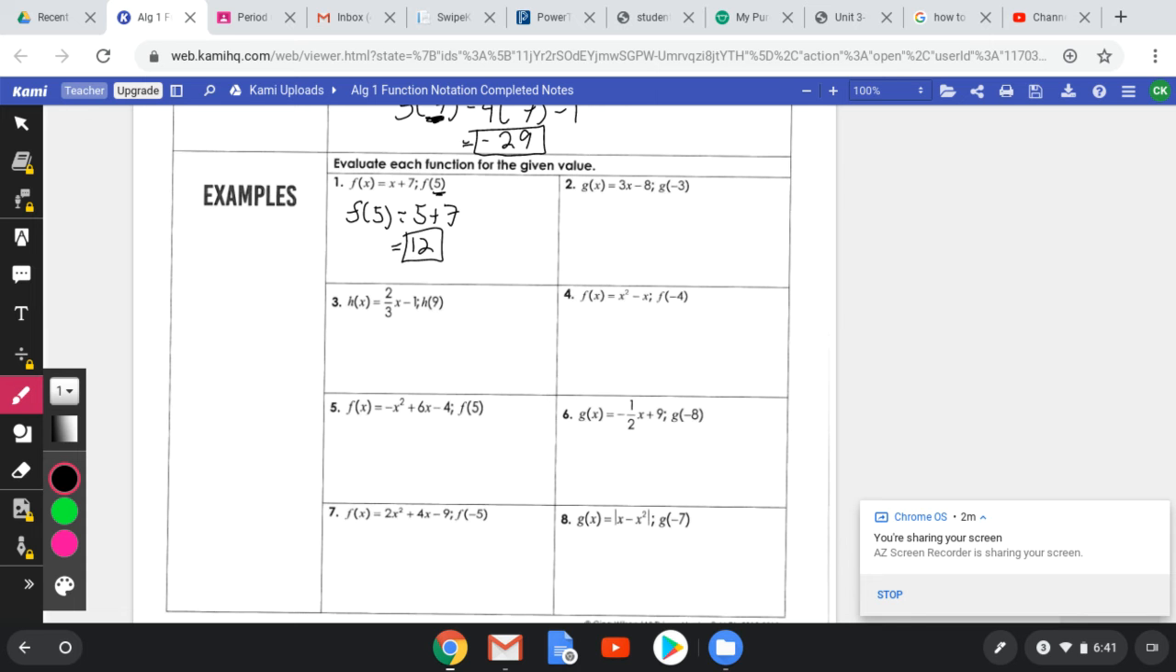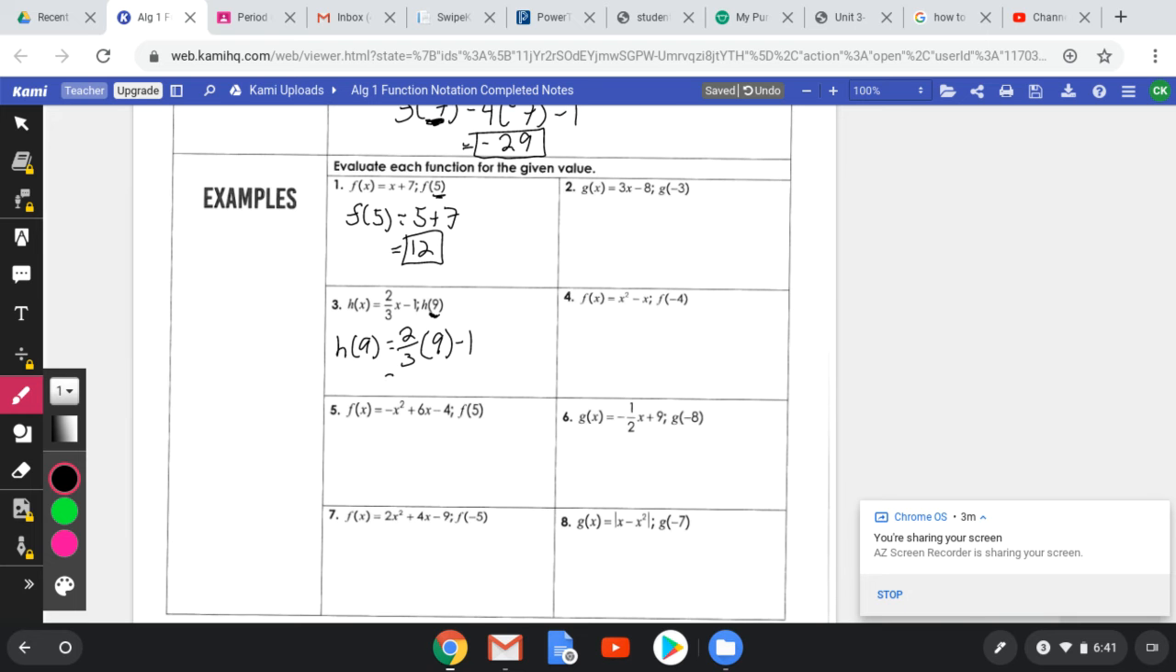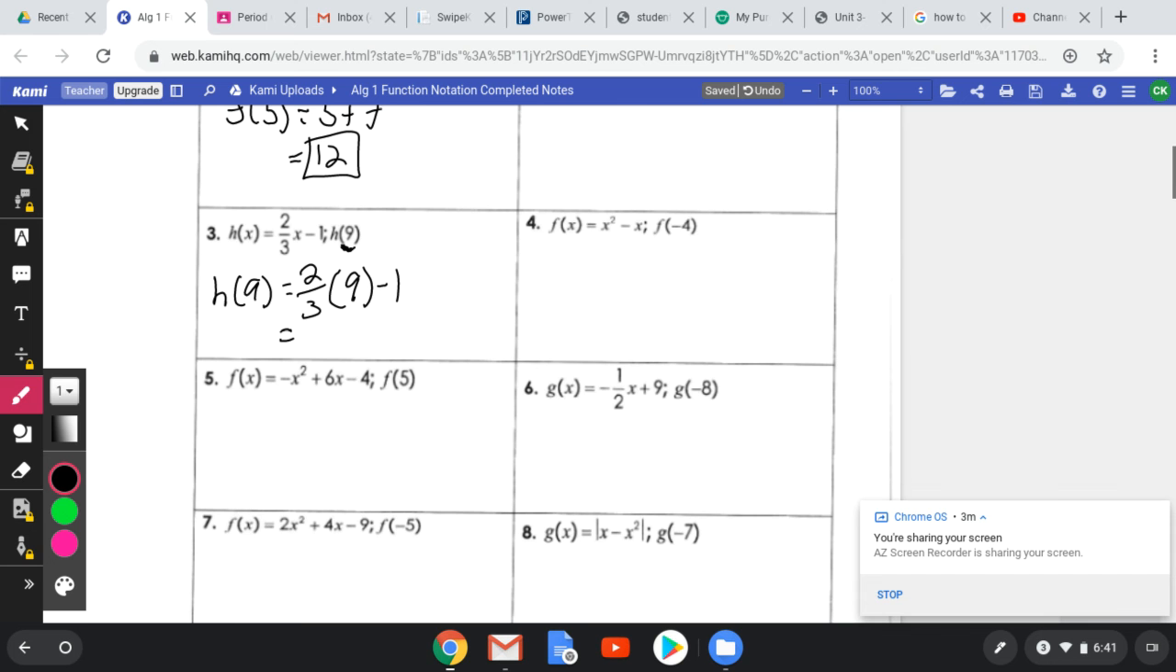Let's look at number 3. h of x equals 2/3 x minus 1, find h of 9. All that means is that everywhere I see an x, plug in 9. So h of 9 equals 2/3 times 9 minus 1. Then I'm just going to do the math. 2/3 times 9, well, that would be 6. And then minus 1 would give me 5.